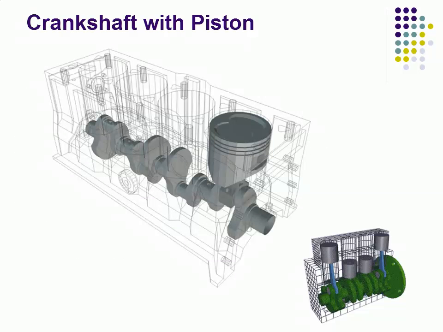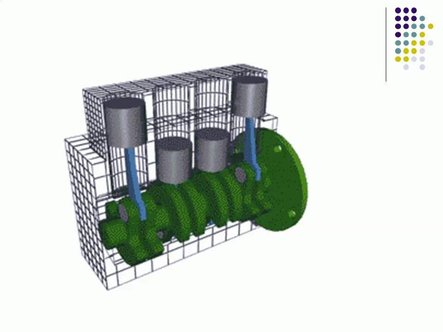This is the internal view of an IC engine, where you can see piston attached to a crankshaft. At the bottom you can see the working of the piston, the connecting rod and the crankshaft together. This picture gives a clearer view of how the piston, connecting rod and crankshaft work inside an engine block.